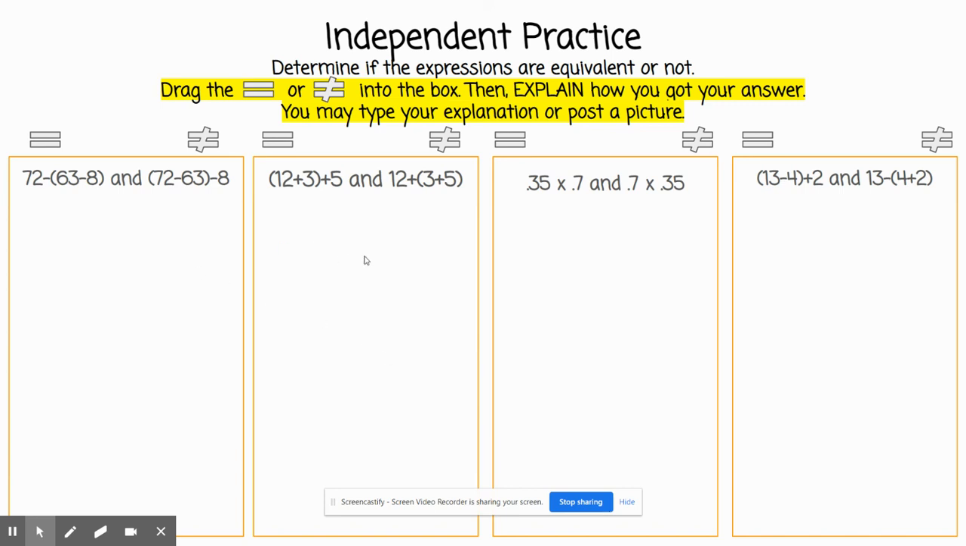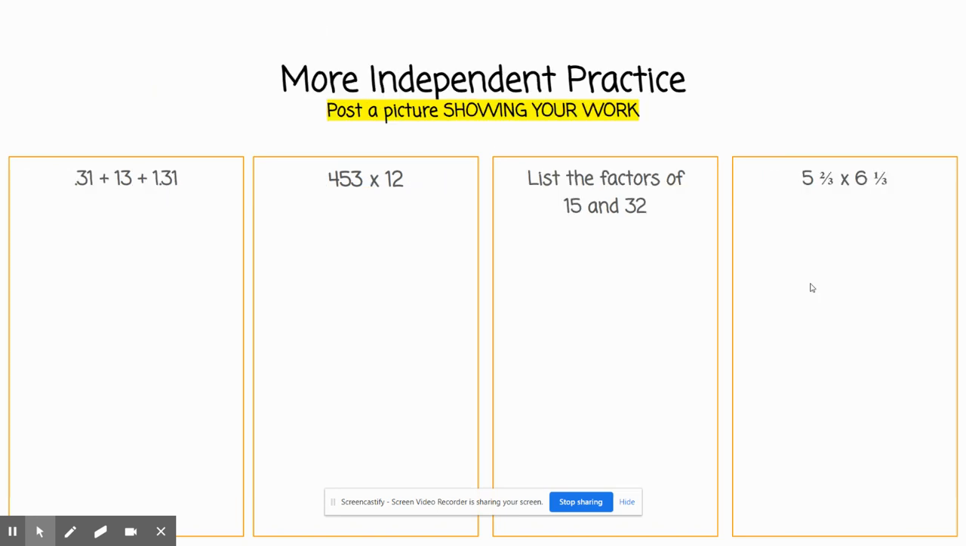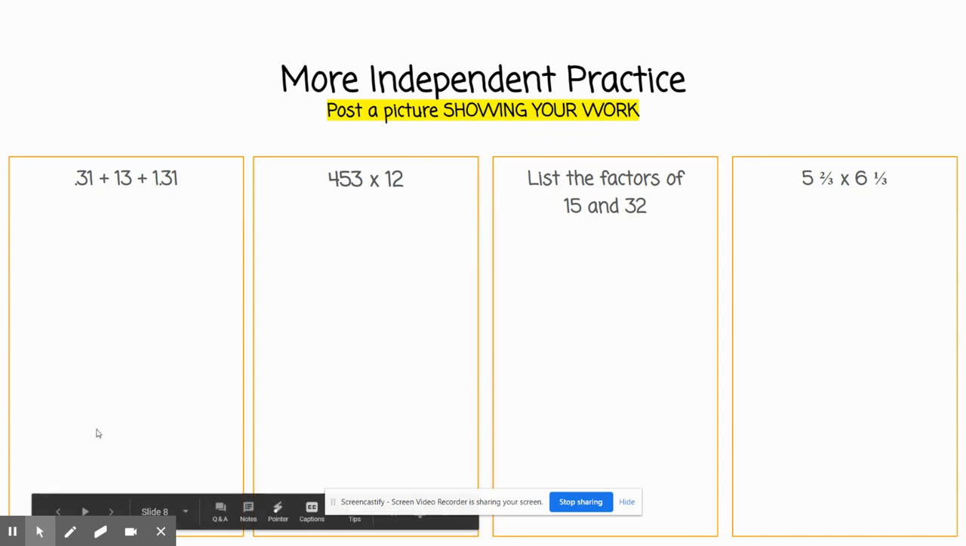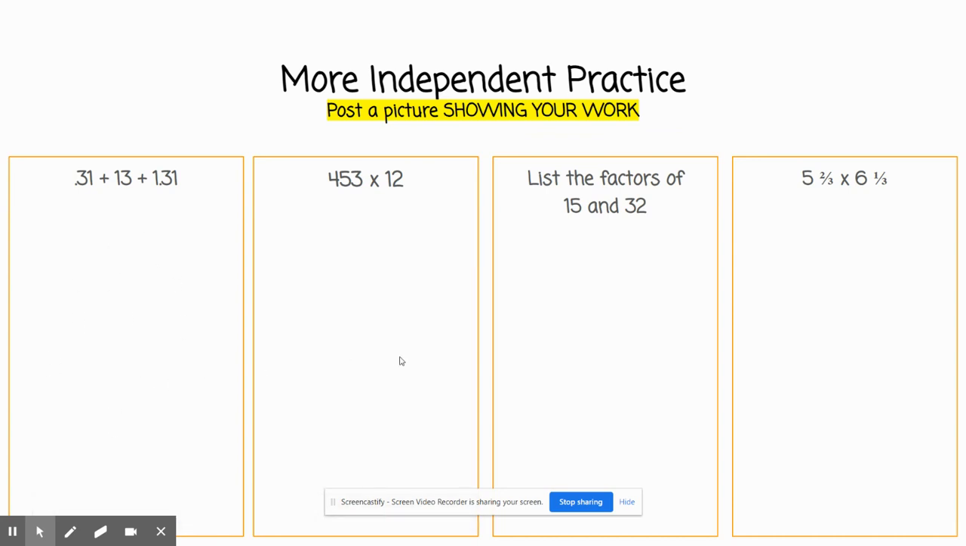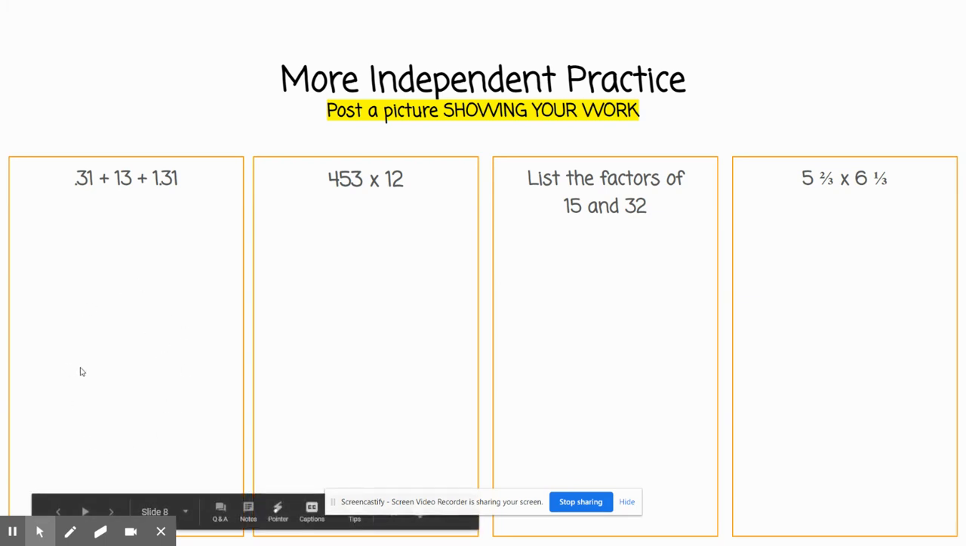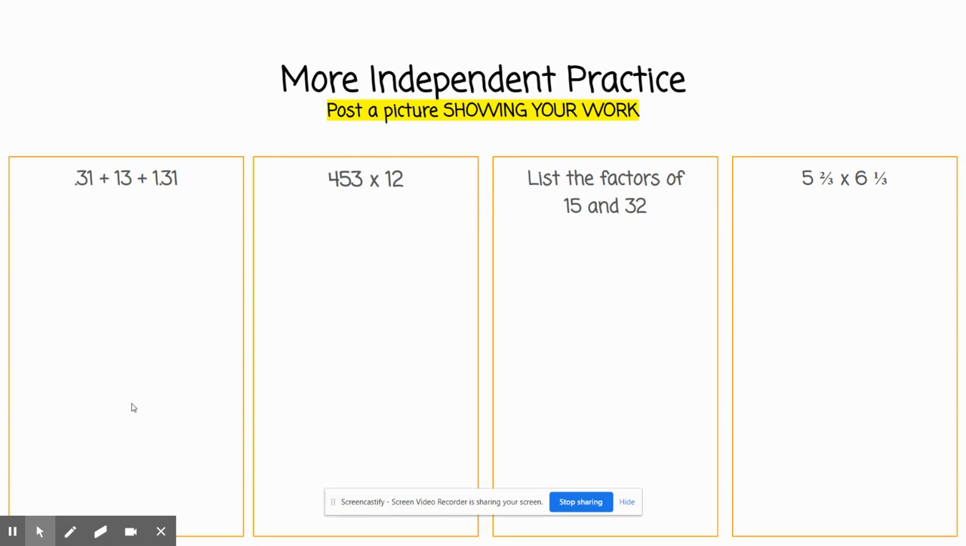And there are 4 problems that you are required to do that require you to determine whether expressions are equivalent, and you need to have an explanation. Then you will have 4 review problems, and you must post a picture of your work. If you can figure out how to type your work and have it all lined up and nice and neat and have it make sense, by all means, type it. Easiest way, I think, is to go ahead and insert a clear picture of your work.